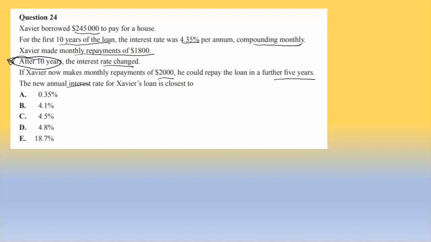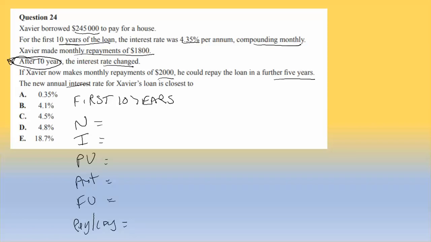So it's the last question in the section. It's got two parts to it. We've seen this a few times. So let's work out the first 10 years. Okay, Xavier borrowed 245, so that's his present value, positive because it's in his pocket. 10 years, so 10 times 12 because it's monthly, rate 4.35. PMT, his monthly payments are 1,800, it's coming out of his pocket, so it's negative.